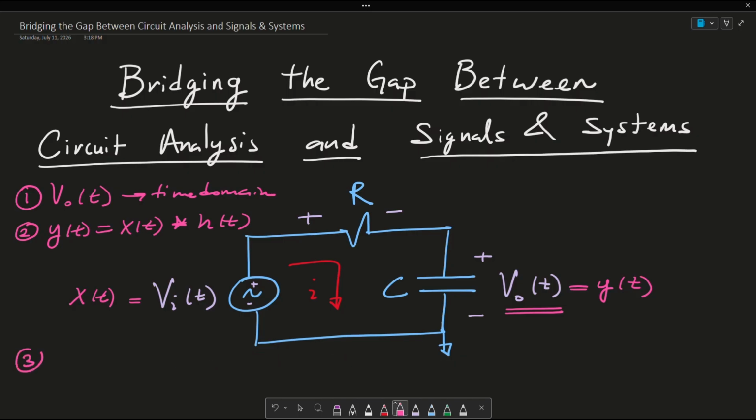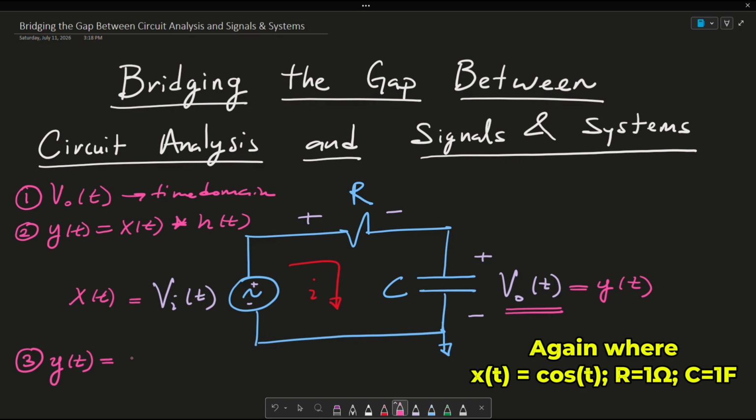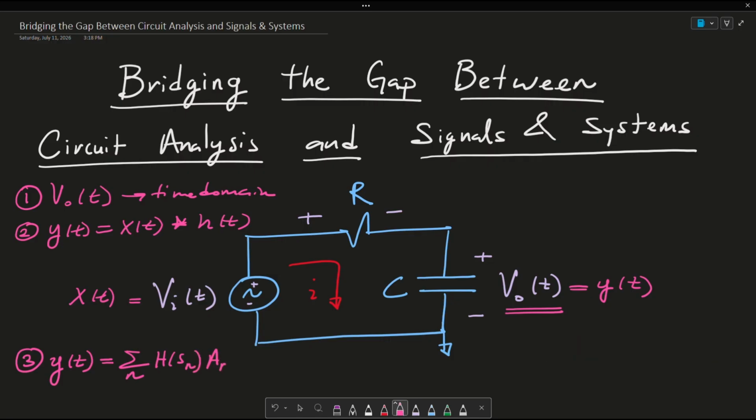And then the third thing we want to do is, again, solve for this y of t using what we call the Eigenfunction Theorem, which says that y of t is equated to the sum over n of H of Sn times a_n e to the Sn t, where n exists in the natural numbers, where this H of Sn is what we call the transfer function of my system.